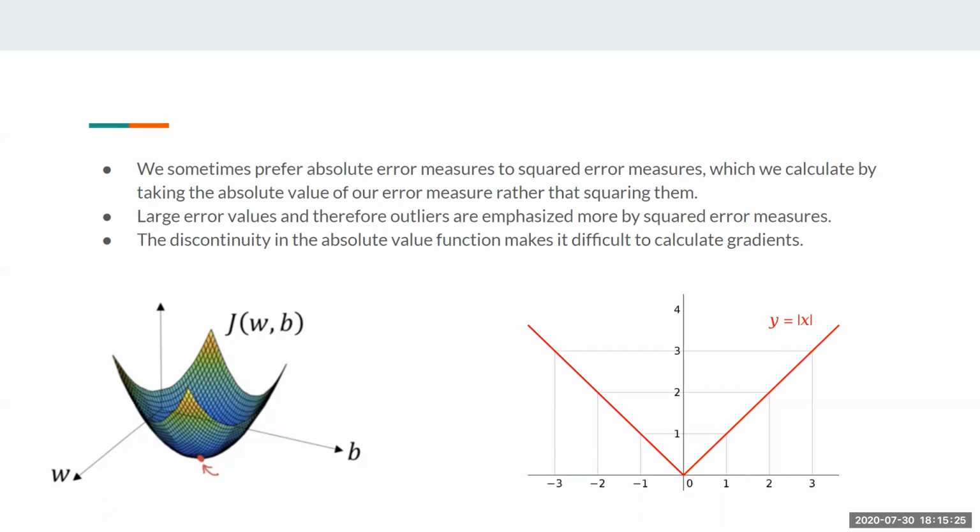And then the difference between using squared error and absolute error is that large error values, which can signify outliers in your model, are emphasized more by squared error measures. So in the same way that you might want to focus on errors in a classification task by using F1 score, you can focus on errors in a regression task by using squared error rather than absolute error.